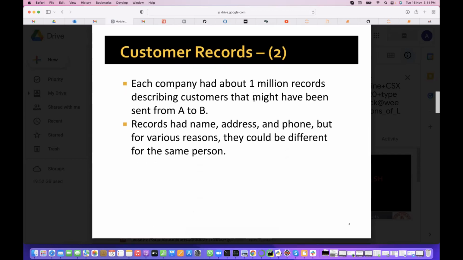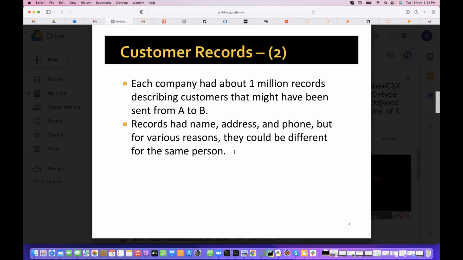Each company had about 1 million records describing customers that might have been sent from A to B. So A has 1 million records, B also has 1 million records. Then in those 1 million records, even within A, you need to find which records are referring to the same entity, and in B also. Then only this problem will be solved. Those records had name, address, and phone, but for various reasons, they could be different for the same person.